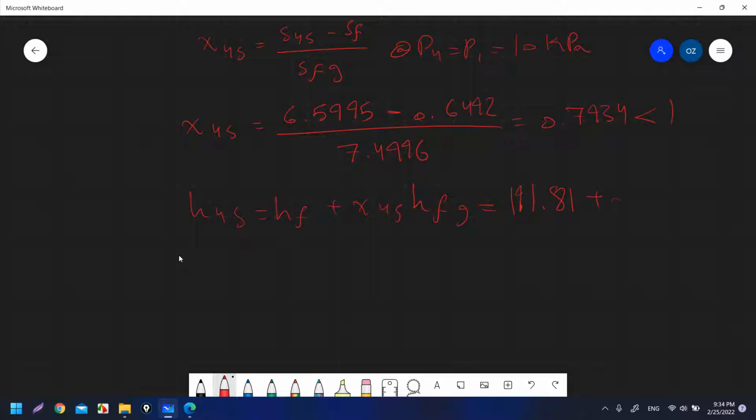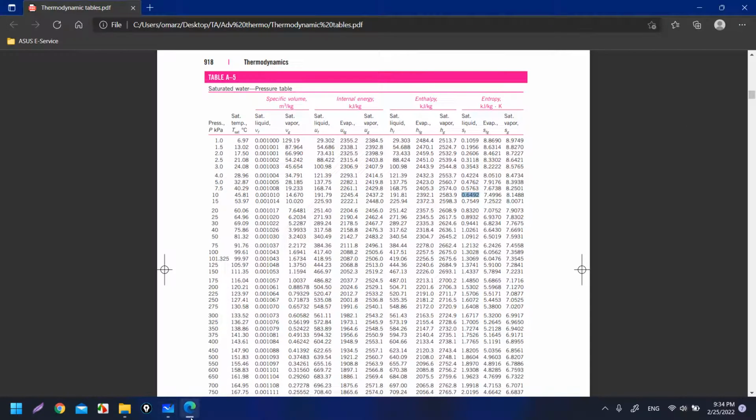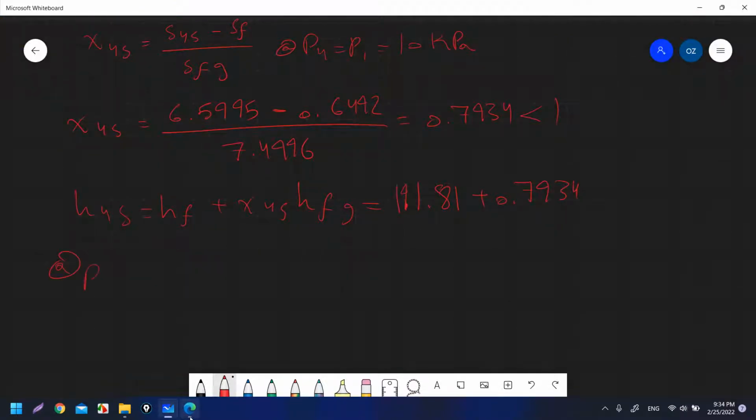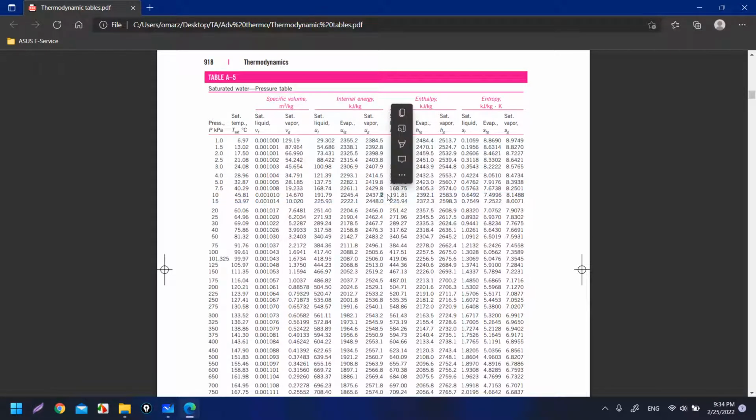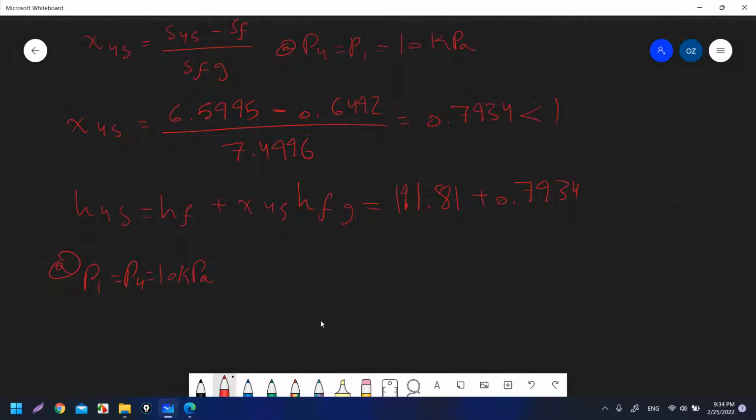191.81 plus 0.7934 times HFG. Of course, I am getting all of this at which pressure? The same pressure, P1 equal to P4 equal to 10 kilopascal. So you find HF and HFG from the table here also. HF is this one, 191.81, and HFG is 2392.1. And this will give you that H4S is equal to 2089.7 kilojoule per kilogram.